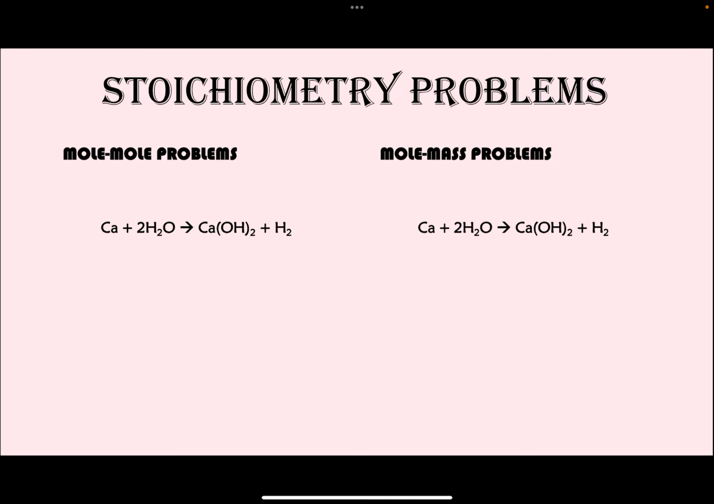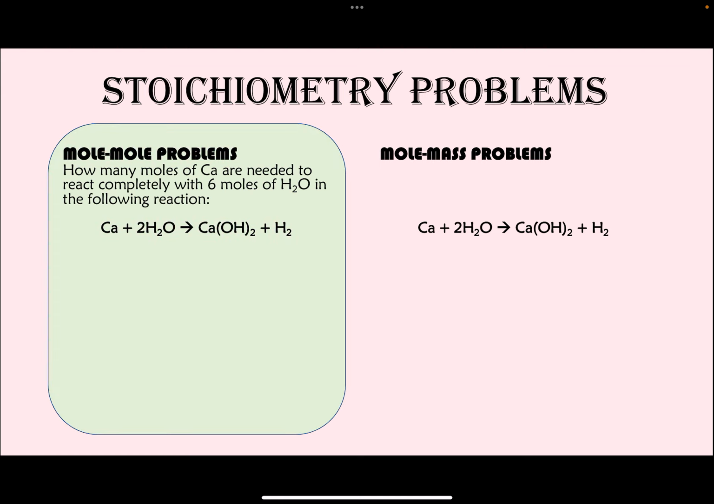You can either have mole to mole problems, which means you'll be given the moles of something in your equation or chemical reaction, and you'll be asked to find the moles of the other thing. So here you're given an equation. It's asking how many moles of calcium are needed to react completely with 6 moles of water. The thing to remember here is that we are only dealing with calcium and water in this equation. So we are not concerned with calcium oxide or hydrogen at all. Okay, so you can just ignore them for now.